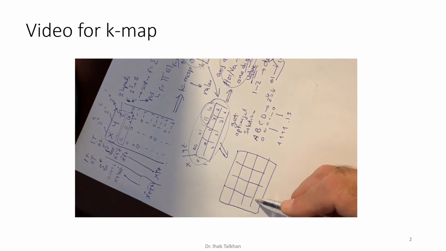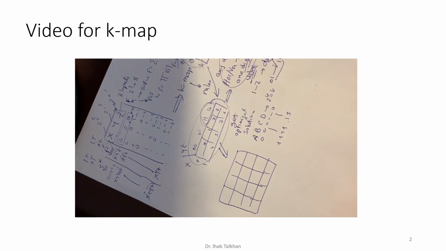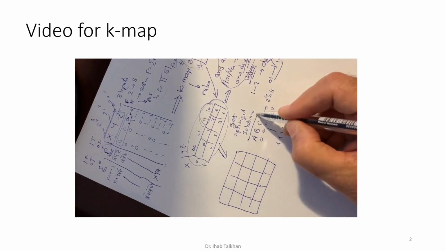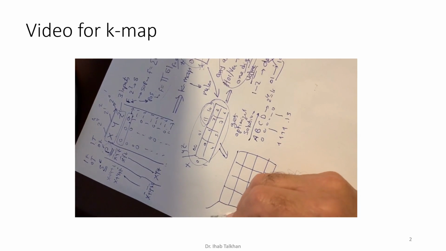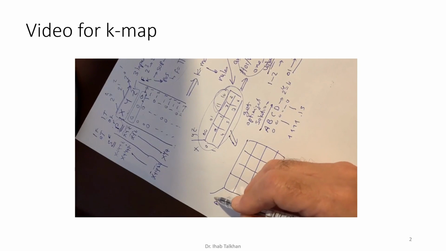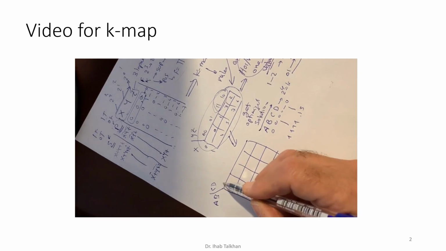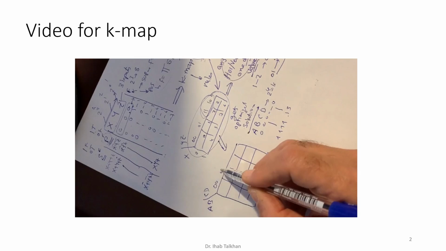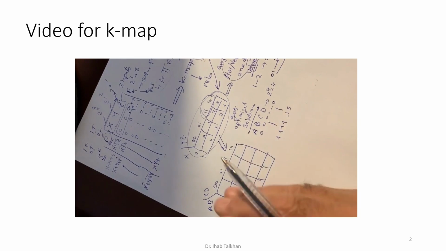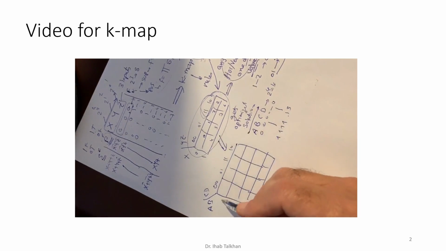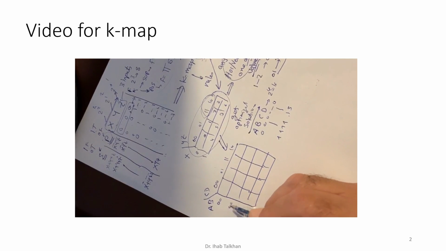This will be the 4 input maps. At the same time, if you go orientation from left to right, you have here A, B, C, D, and you have this one: 0, 0, 0, 1, 1, 1, 1, 0. This is swapping between this column and the other one. At the same time, you have here 0, 0, 0, 1, 0, 1, 1, 1, 1, 0.